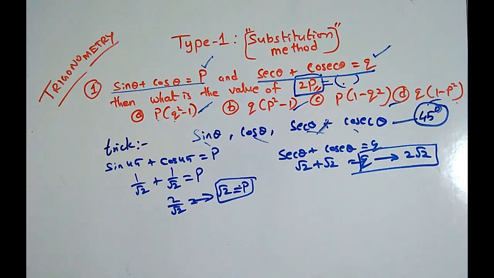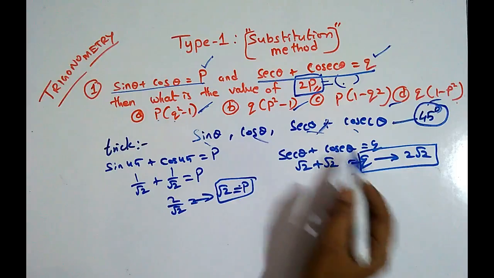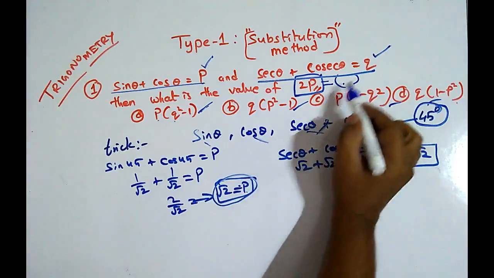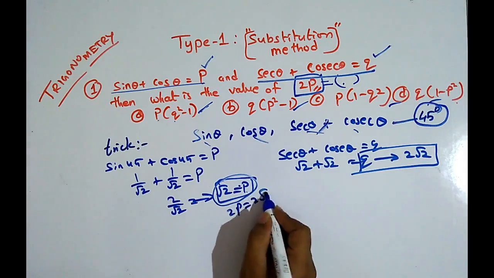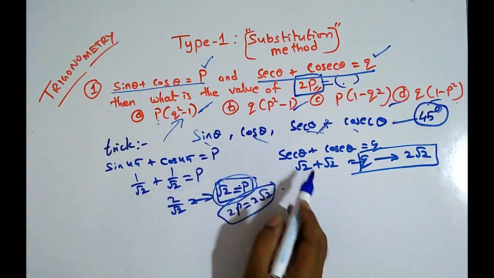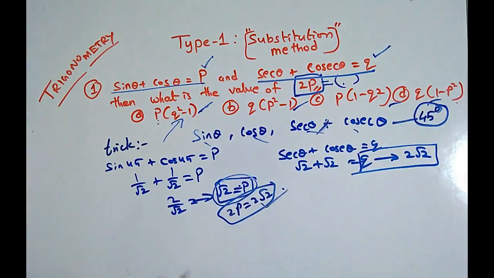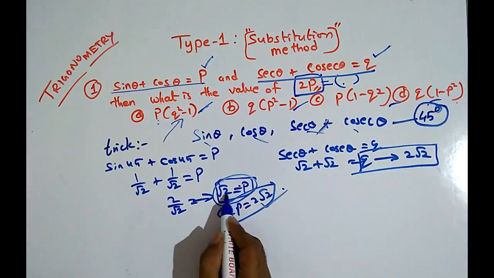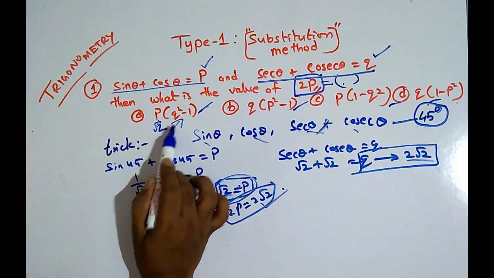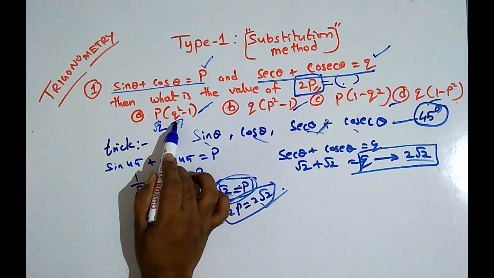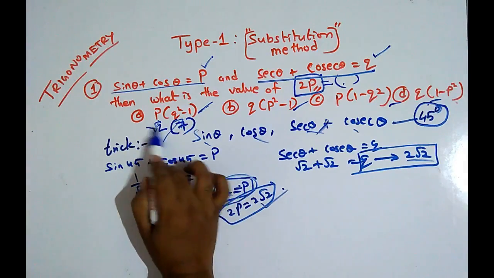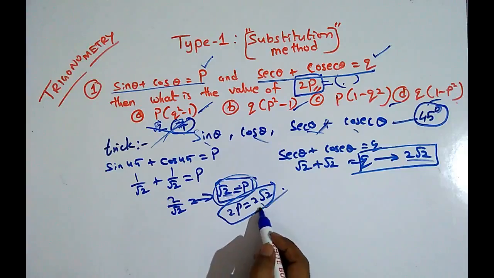Now we know that when P is root 2, then 2P is 2 root 2. So we have to substitute P and Q values in the options so that we get the 2 root 2 value, friends. So P is root 2, Q is 2 root 2. If we substitute here, we get 2 root 2 whole square, which is 4 twos are 8, 8 minus 1, 7. No, this is not the answer. We have to get the 2 root 2 answer.